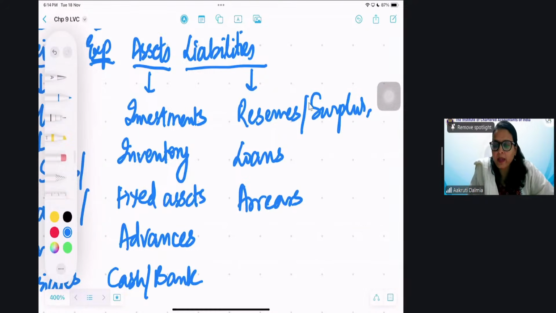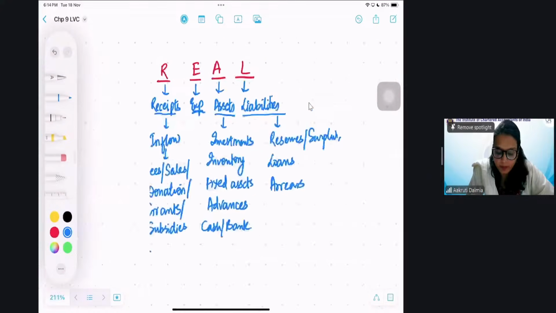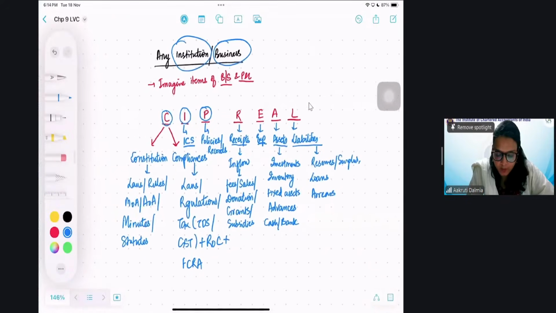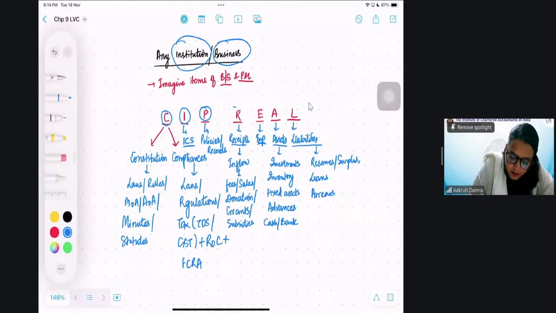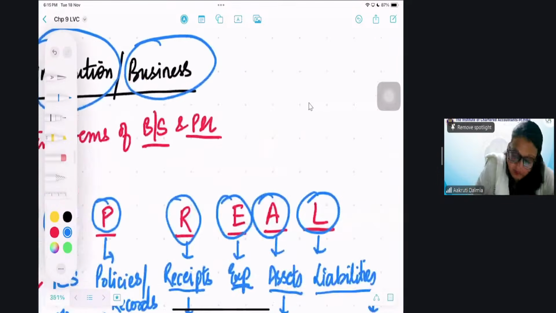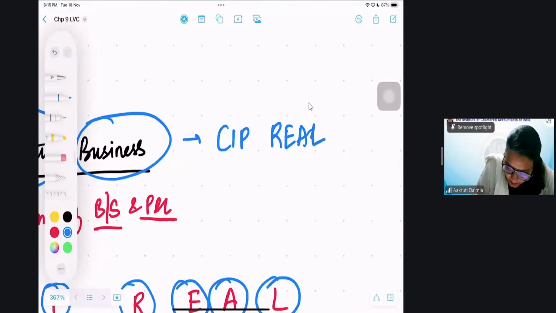It can be any kind of these things can be part of your liabilities. So if you have to audit any institution or business, SIP real. Remember this trick. Remember this trick. SIP real. Can you remember?